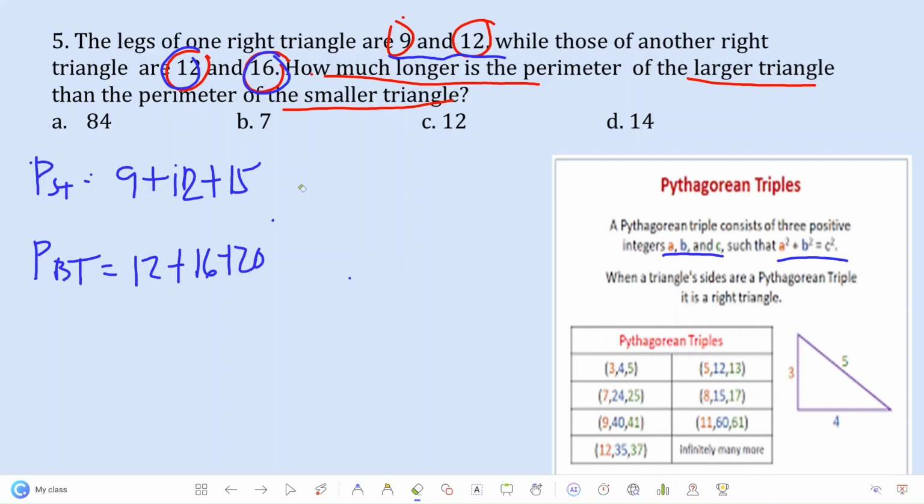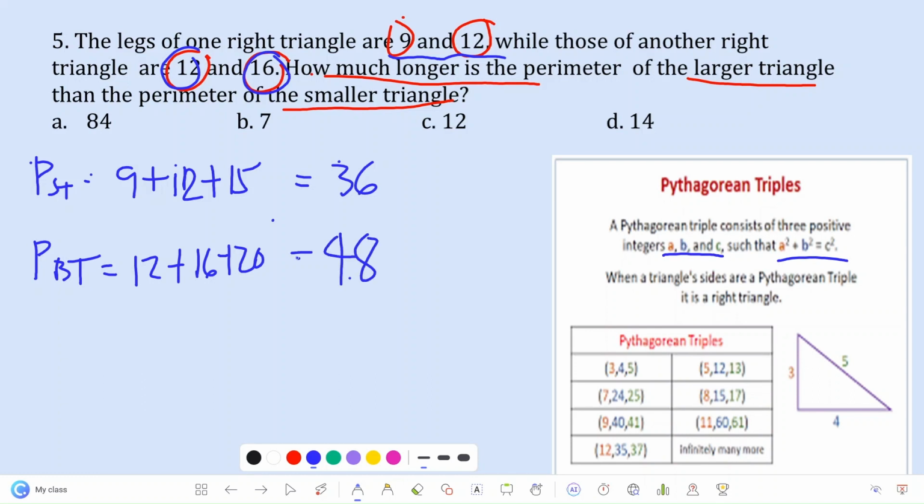So, dito, proceed tayo. So, we have here 9 plus 12 plus 15. This is equal to 36. At ang 12 plus 16 plus 20 naman, this is equal to 48.